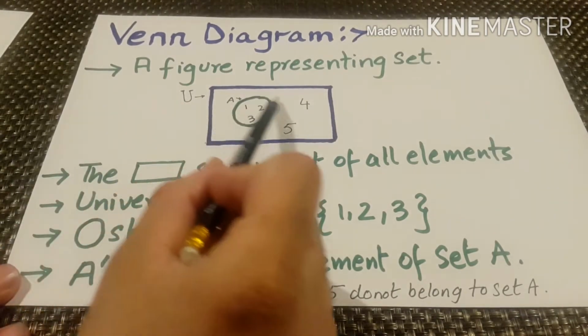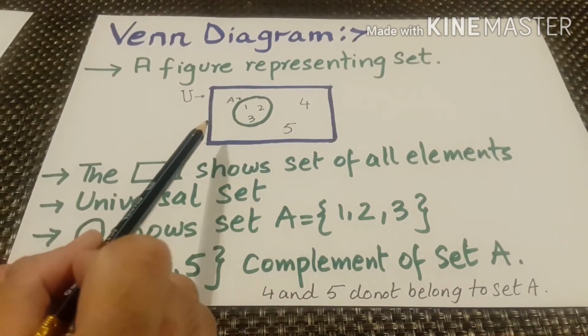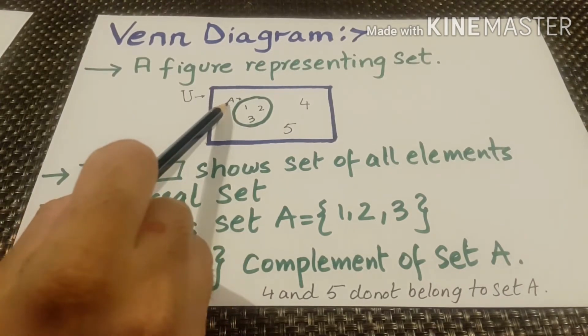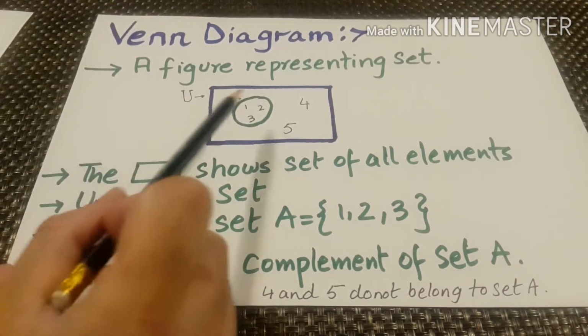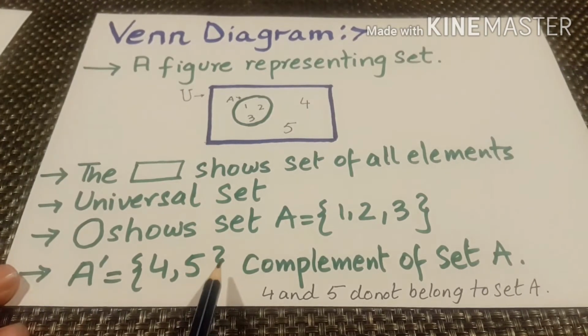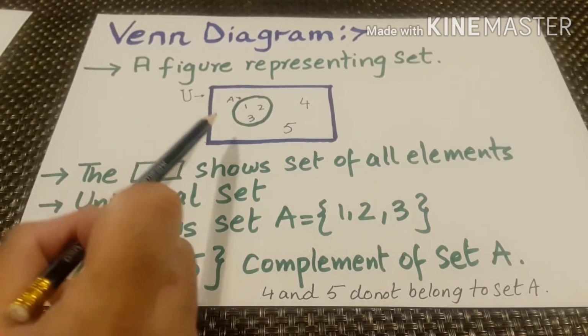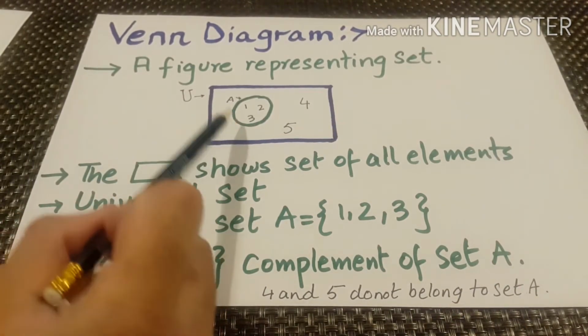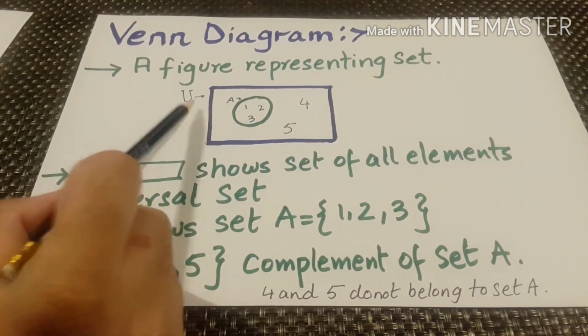Now this circle shows set A and it has elements 1, 2 and 3. Whereas A dash or A complement is equal to 4, 5. This is known as the complement of set A. The elements 4 and 5 do not belong to set A, but they belong to the universal set.